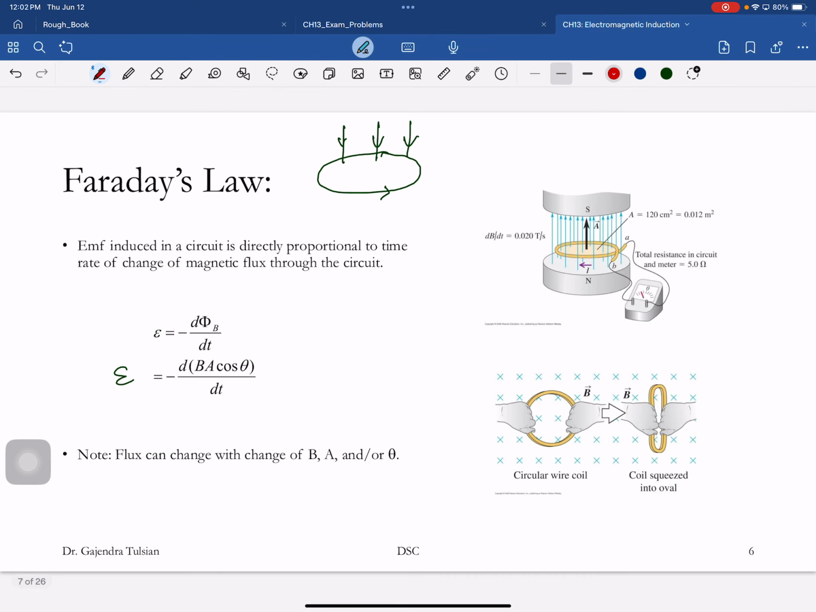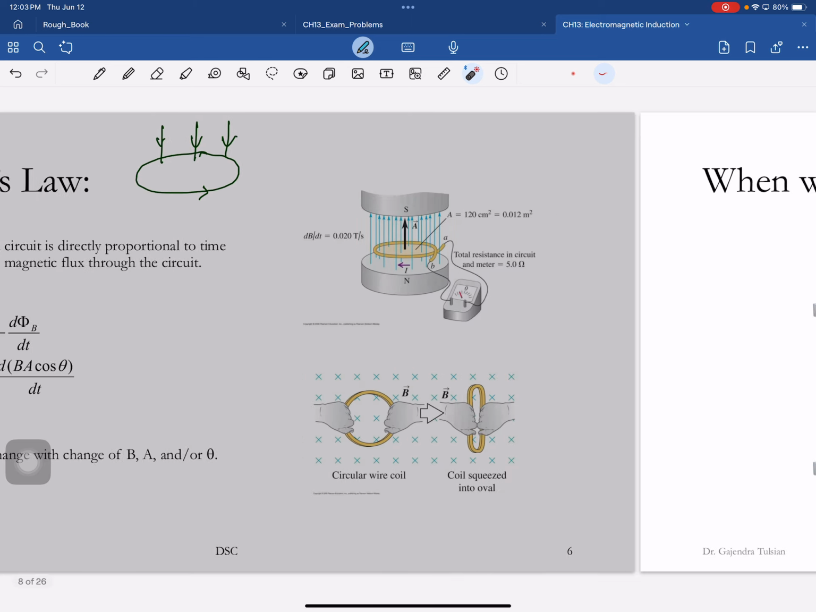So there's Faraday's law. Again, like I said, it turns out you can vary anything with time: B, A, or cosine theta, or a combination of those three. But in practice, theta is what you change with respect to time. And you have an induced EMF.